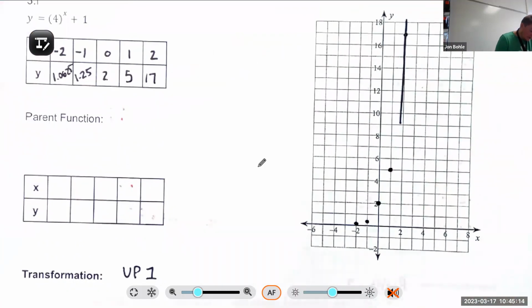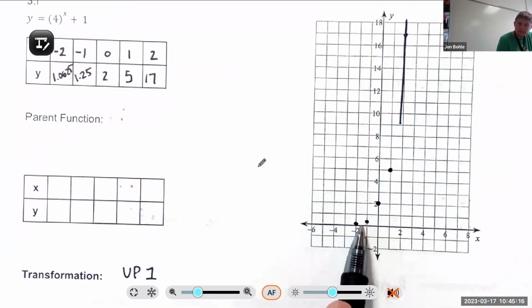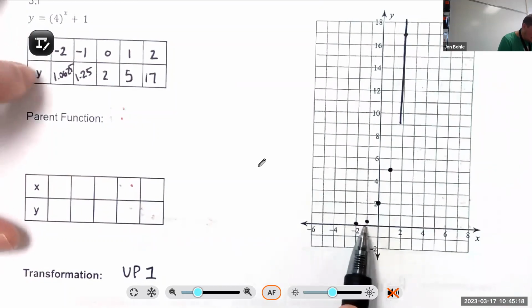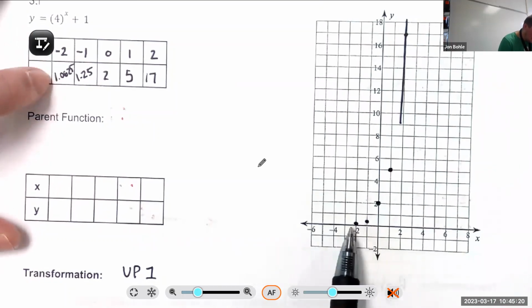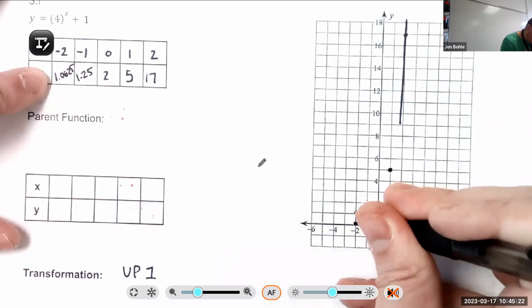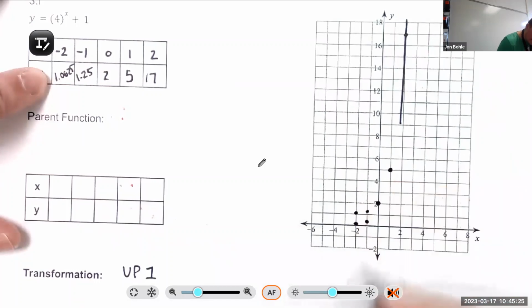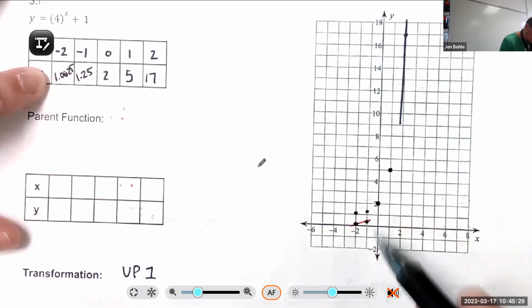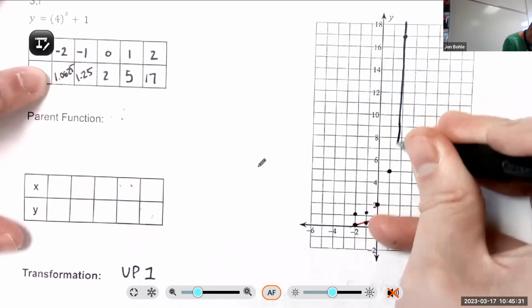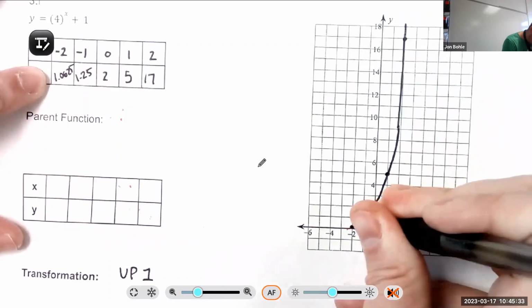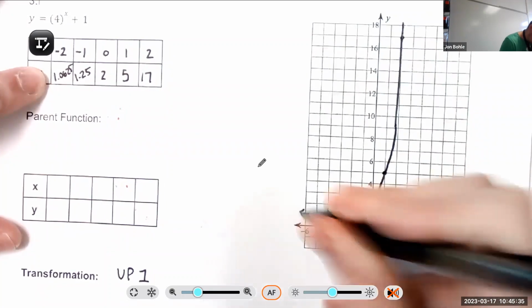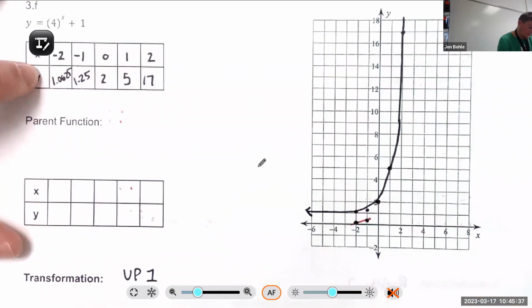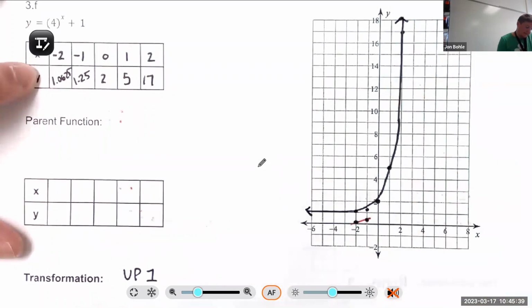You know what I just realized, folks? Plotted these two wrong. Good thing I didn't graph it. I pointed 0.0625, but I needed 1.0625. So my points need to be here and here, not down here. So I'm going to put a little red cross through those. I plotted these two wrong. Yep, I just messed it up.